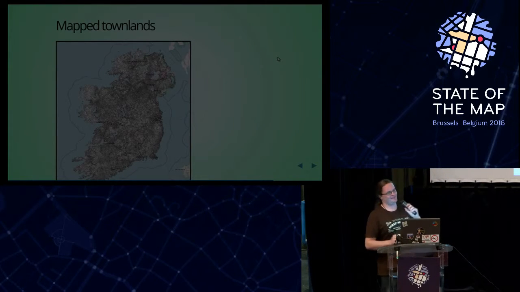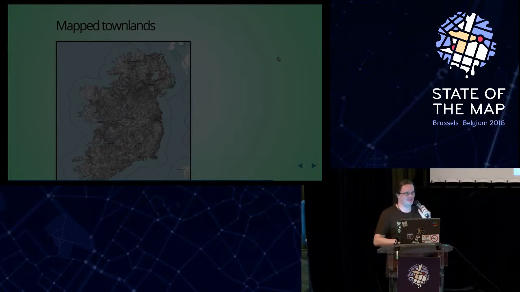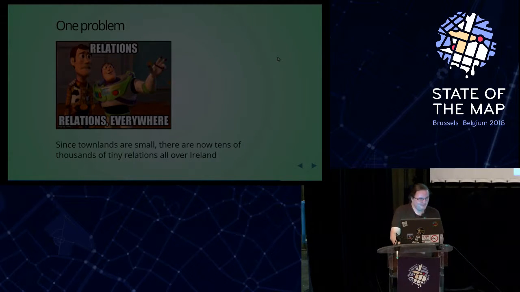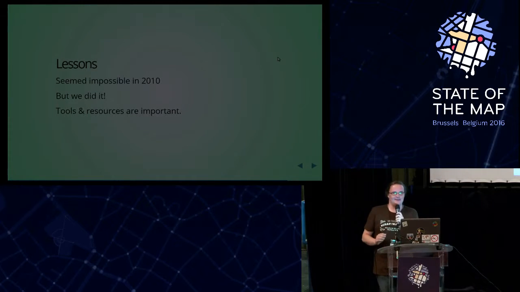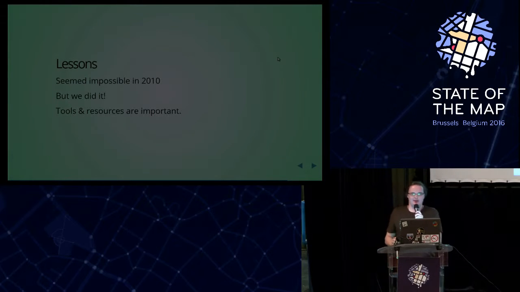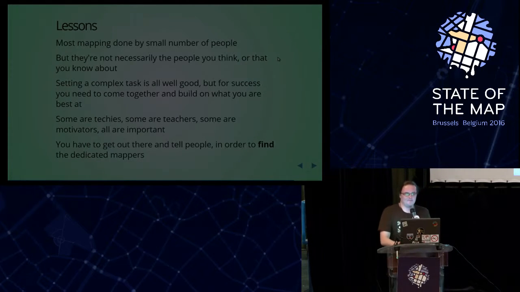This is the map that's done on OpenStreetMap.ie, and it's all mapped. Had many years of seeing not much grey on this map. Okay, we've mapped them with relations, and there are now oodles and oodles of tiny, tiny relations all over Ireland. If you're in Ireland and mapping, watch the relations. So, it takes a long time, but you can do it. In 2010 or so, it looked impossible. You've got to have the tools out there.